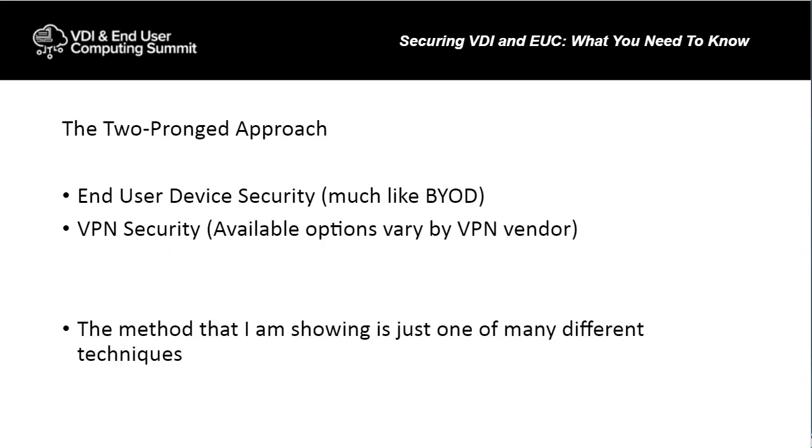Well, typically there's going to be a two-pronged approach that you're going to have to take to enabling security. The first thing that you're going to have to do is to apply end-user device security. And this is very similar to what you did in a BYOD environment. The fact that these devices are now connecting over a VPN as opposed to being directly connected to the Wi-Fi in the office is kind of irrelevant at that point. The other thing that you're going to have to do is take a look at what types of security features are available on your VPN and utilize those features as appropriate. This one's a little bit tougher because the features that are going to be available vary widely based on who your VPN provider is.